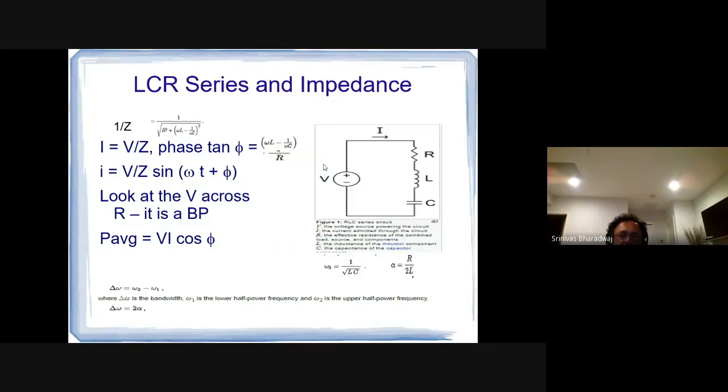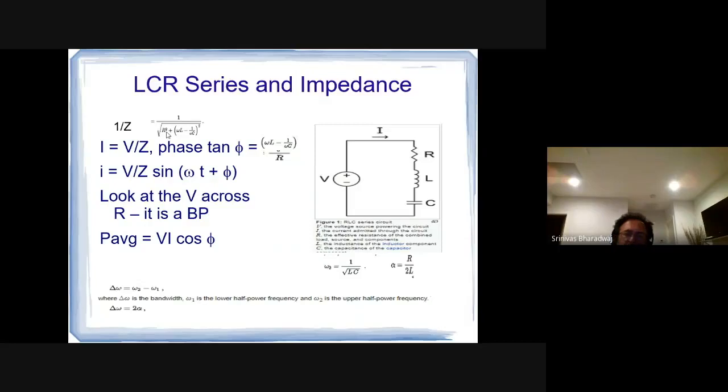Now, there is a point at which, if you look at this circuit, these two things are said to be in resonance. These two things are said to be in resonance when this term goes to 0. When this term goes to 0, the Z becomes just R.